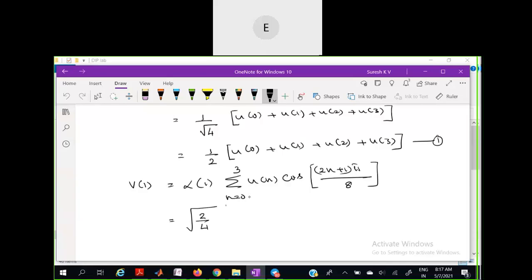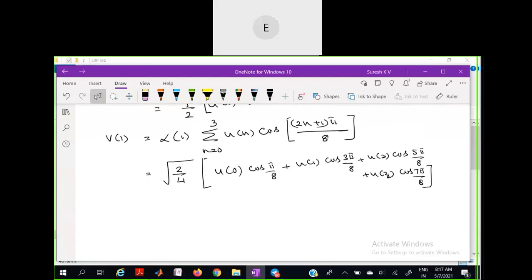Into, let us put n equal to 0. So for n is 0, it is cos pi by 8, plus u of 1 into cos 3 pi by 8, plus u of 2 into cos 5 pi by 8, plus u of 3 into cos 7 pi by 8. I hope the steps are clear to you. And root 2 by 4 is actually 1 by root 2. And if you calculate the cosines, this equation will be like this. I'll give you the final answer.